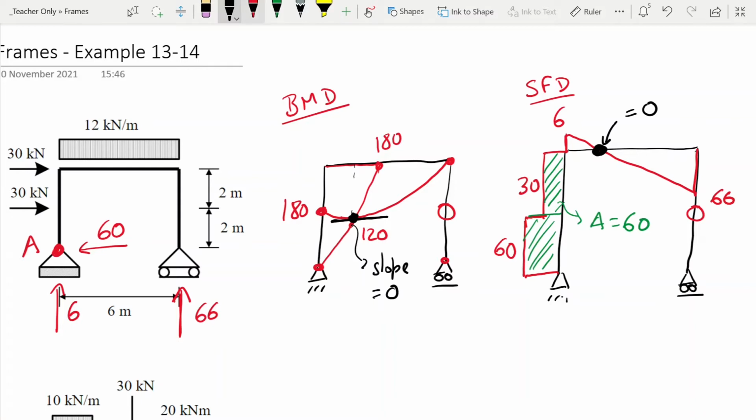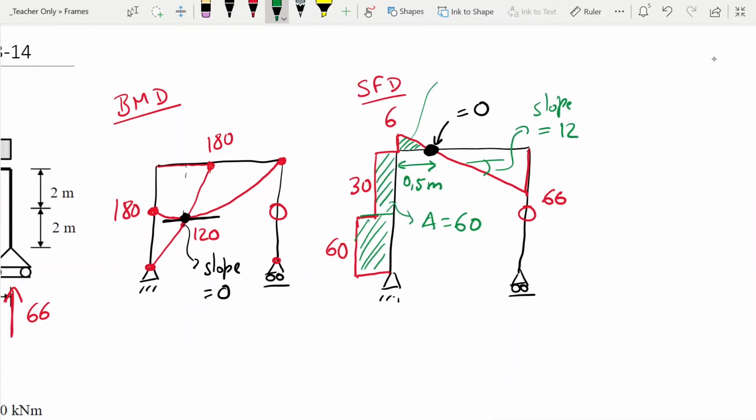So I'm going to get the area of this triangle, which for that I need this dimension here. So what can we do? We know we start at 6. We know the slope of this line here is the load, so the slope of the shear force diagram is equal to 12. With this information, if we know we start at 6 and every meter we drop 12, then we know this is 0.5 meters. So that's pretty good.